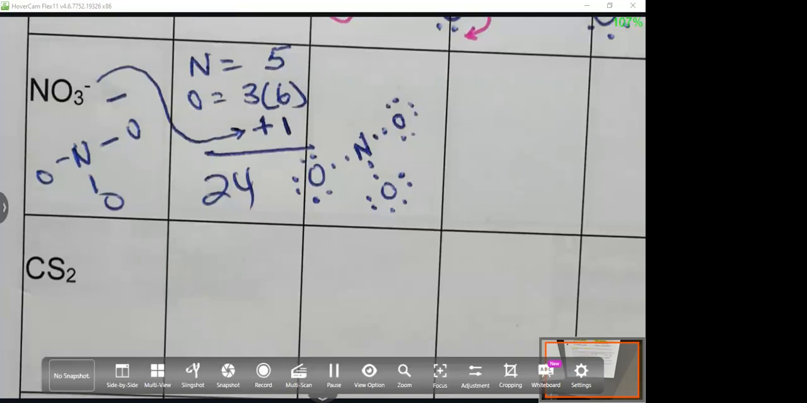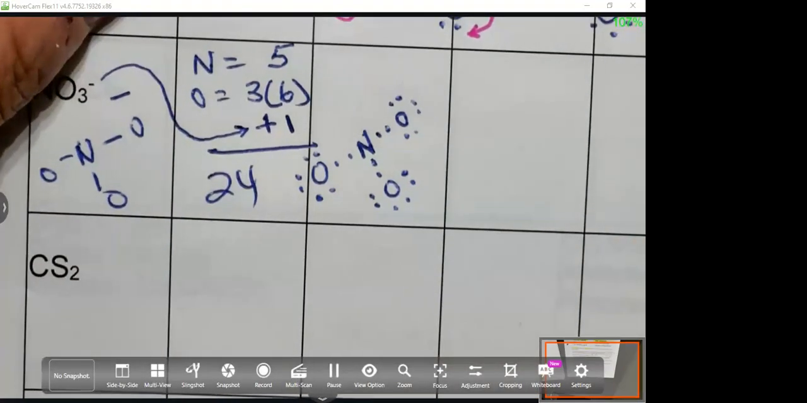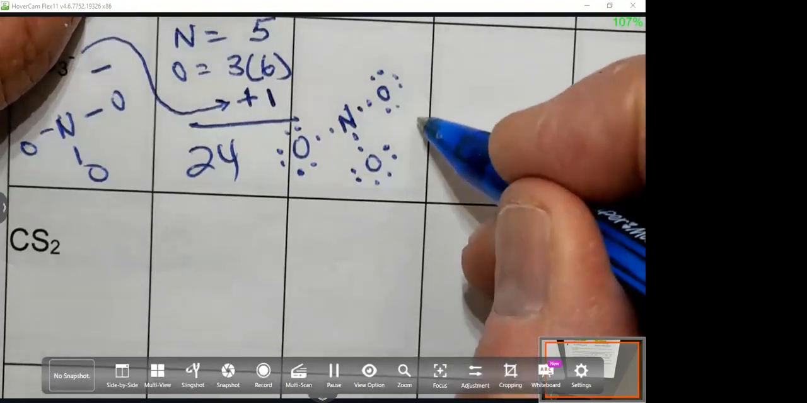How many double bond choices do I have? I got 3 choices, right? I've got 3 ways to do a double bond here. This is going to be multiple bonds with resonance structures, because the bond angles here will be exactly the same as well.